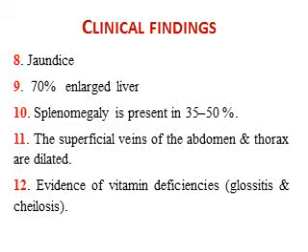Splenomegaly, which means enlargement of the spleen, is present in 35 to 50% of the patients. Also, there are dilated veins on the chest wall and on the abdomen. And there is evidence of vitamin deficiency, especially vitamin B12 and folic acid deficiency, and sometimes other vitamin deficiency, giving the special presentation of angular stomatitis and cheilitis.